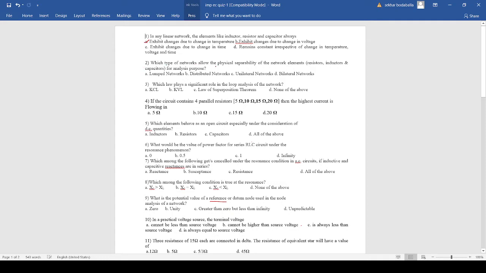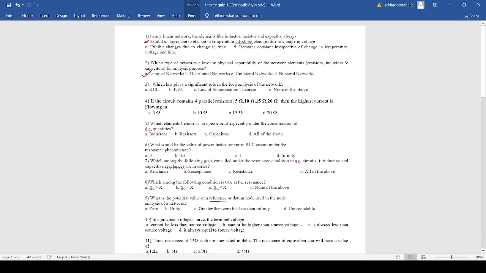Which type of network allows the physical separability of the network elements like resistors, inductors, and capacitors for analysis purpose? So if I am able to separate any element from a network, then that network is called lumped network. We have defined classification of elements. So option A is the correct answer. So lumped networks. Okay.